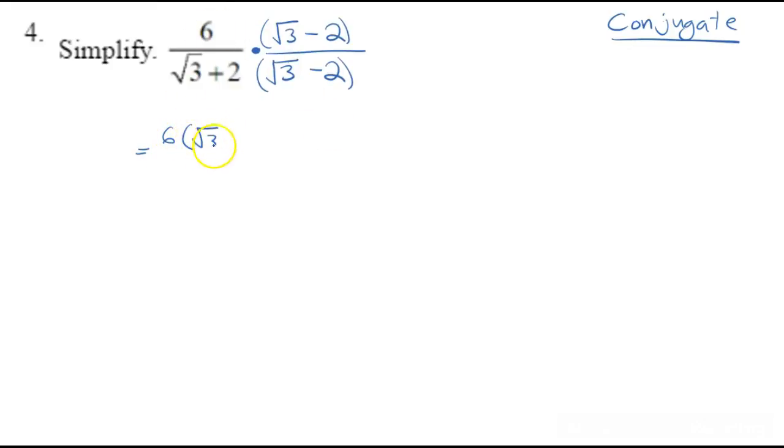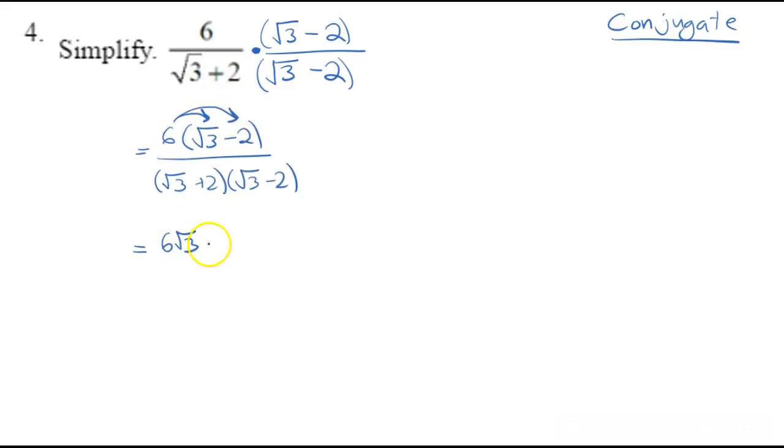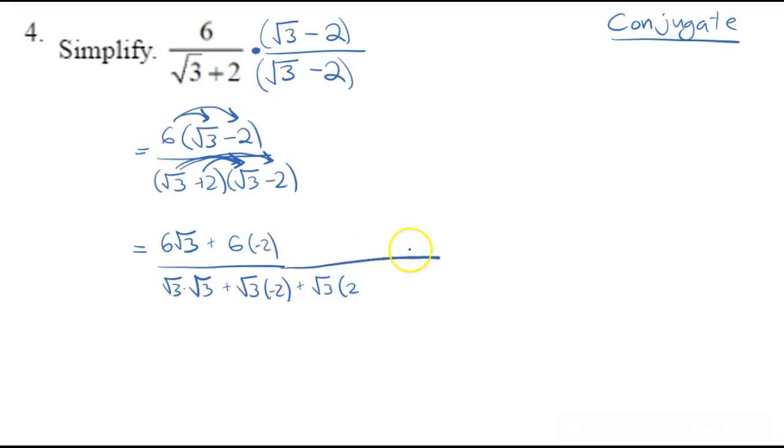So we have 6 times the square root of 3 minus 2. On the denominator, we have the square root of 3 plus 2 times the square root of 3 minus 2. So let's use the distributive property. So I have 6 times the square root of 3 and 6 times negative 2. Here I have square root of 3 times square root of 3 and square root of 3 times negative 2. And now I have positive 2 times square root of 3 and positive 2 times negative 2.